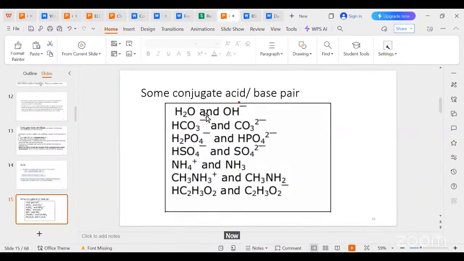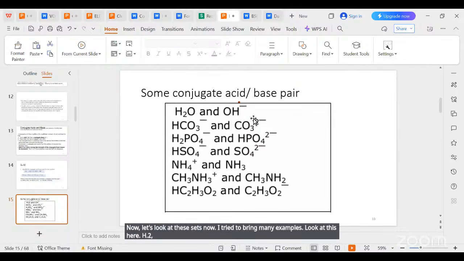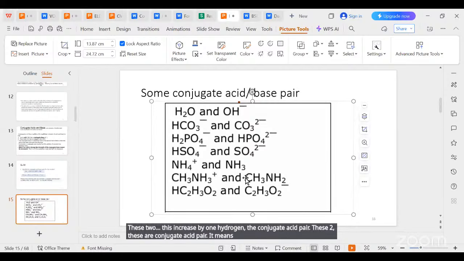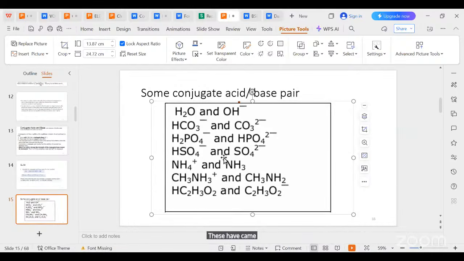Now let's look at this set. I tried to bring many examples. So look at this pair. H2O, water and OH minus, a conjugate acid-base pair. Look at these two, they're a conjugate acid-base pair. These two, this increased by 1 hydrogen. They're a conjugate acid-base pair. These two, these are a conjugate acid-base pair. It means that this half came from this. This half came from this.